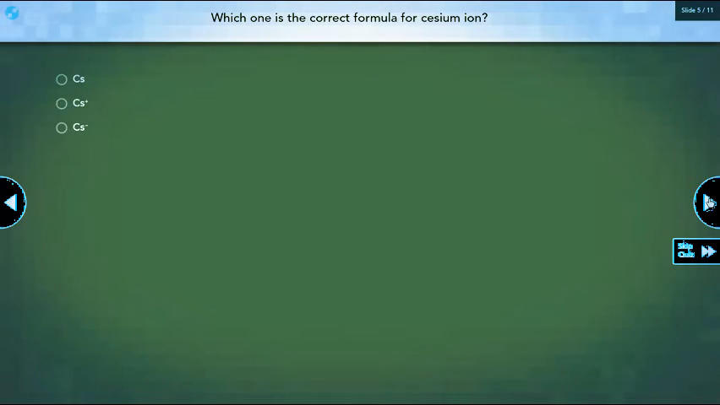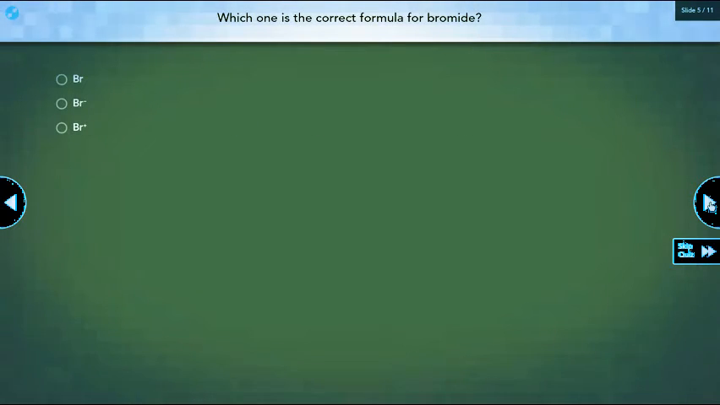Then which one is the correct formula for a cesium ion? So because it's an ion, we know that it's going to have either a positive or negative charge on it. And because cesium is in group 1, it's going to be a 1 plus, just because all of them in group 1 are a 1 plus, because if they just lose 1 electron, then they become like the noble gas. So cesium would go from 55 electrons to 54 electrons and would be like xenon. So this one would be Cs 1 plus.